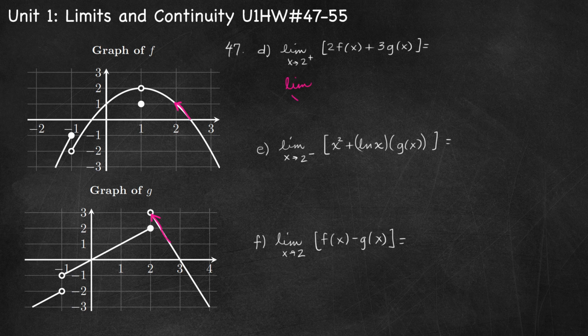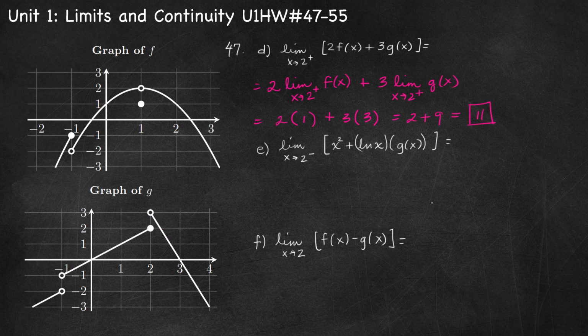So we want the limit as x approaches 2 from the right of 2 times f of x plus 3 times g of x. Well, that's just 2 times the limit of f of x plus 3 times the limit as x approaches 2 from the right of g of x. So 2 times, and we said the limit of f as x approaches 2 from the right is 1, plus 3 times the limit of g as x approaches 2 from the right is 3. So 2 plus 9, or 11.